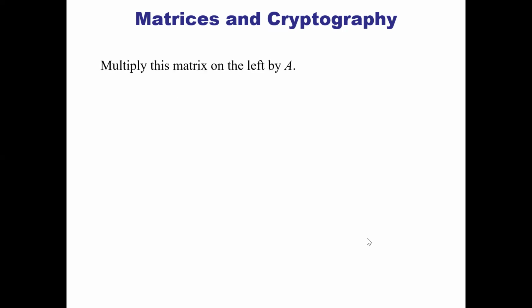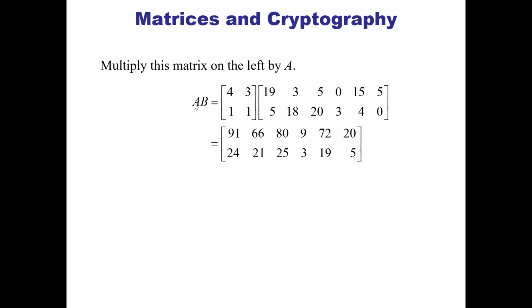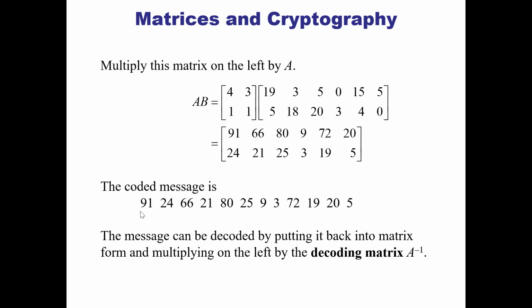Now, we're going to multiply the matrix we just found on the left by A. So we take A times B. Here's the A they gave us as the encoding matrix. We multiply it by B, which was our secret code, and we come up with this new matrix. That's going to be our code. So the code message would come out 91, 24, 66, 21, 80, 25, 9, 3, and so on until we're done. That's the code we're going to send out to whoever we're sending it to.